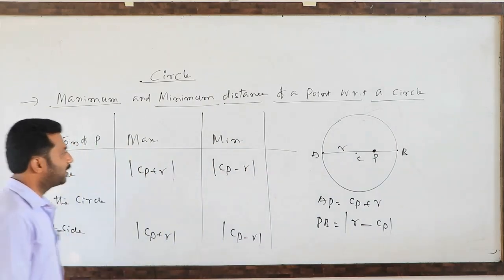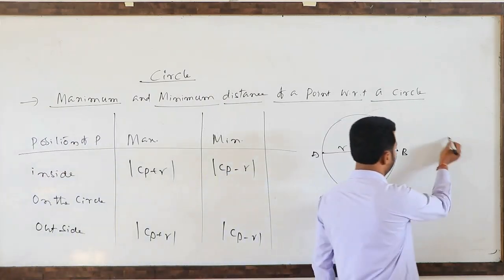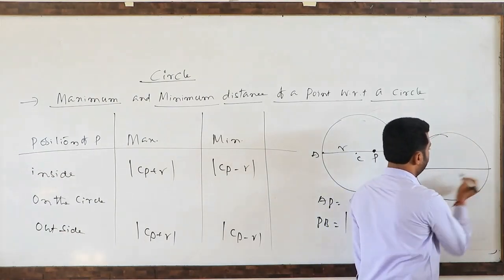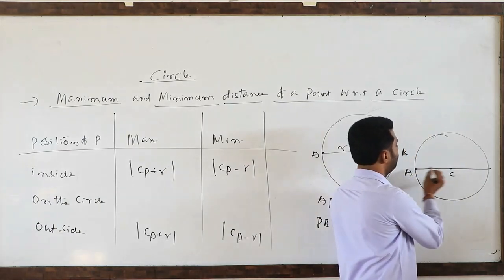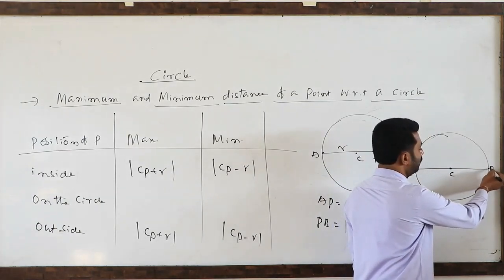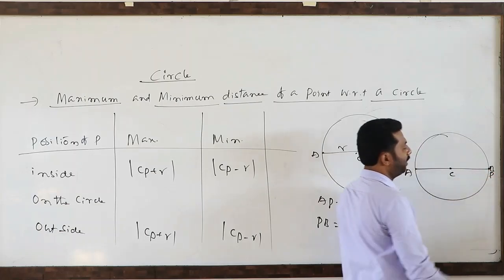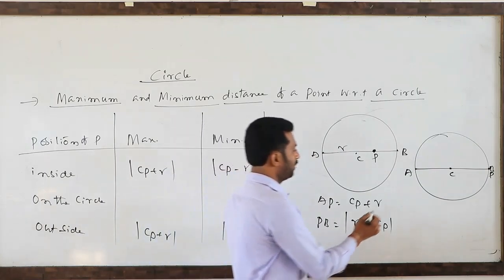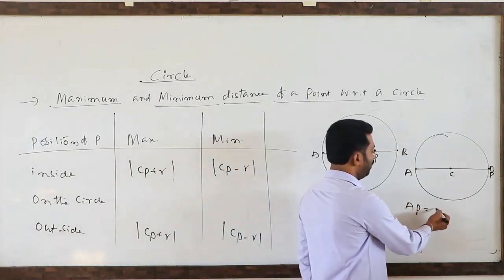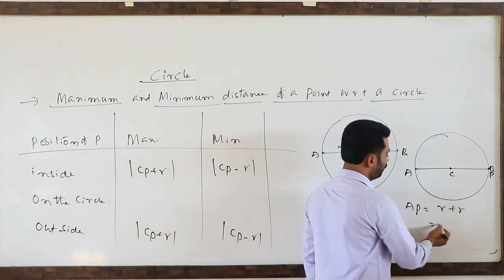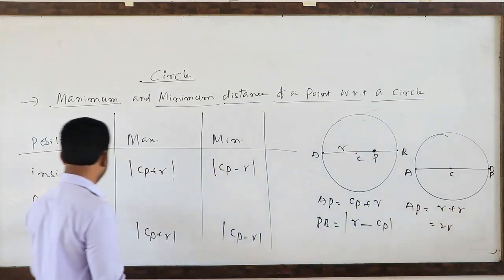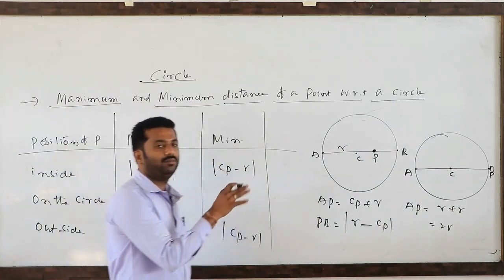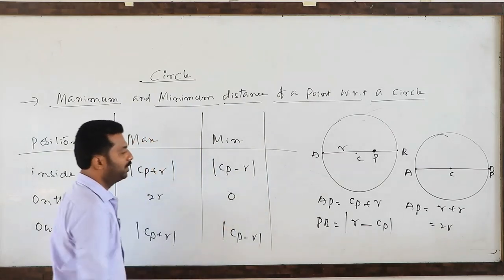Next, on the circle. Suppose you observe, this is the diameter, this is the center, this is A, this is B. Suppose this point is also P, and wherever B is, P is the same. What is the maximum distance? AP, which is R plus R, that is 2R. What is the minimum distance? PB is minimum, and since both coincide, it is 0.